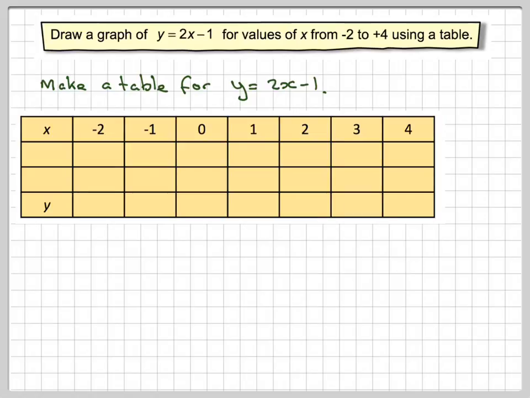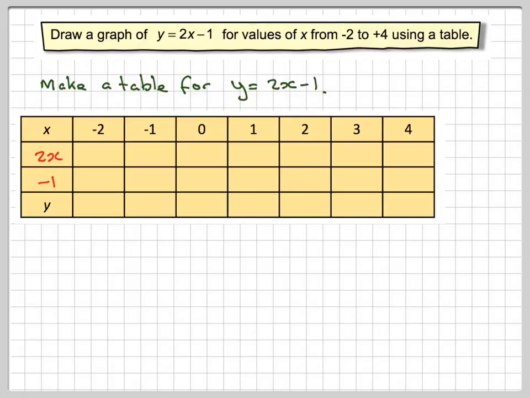So drawing the table, we want x values from minus 2 going up in integer values: minus 2, minus 1, 0, 1, 2, 3 and 4. And we've got to work out the y coordinate. Now there's two things in the function. There's 2x, which I'm going to put here, and then here I'm just going to put minus 1.